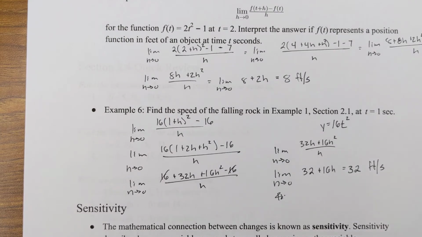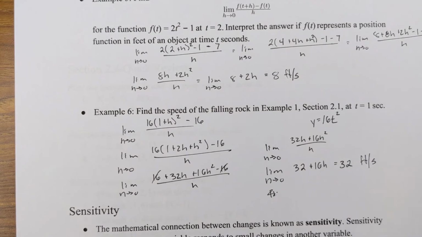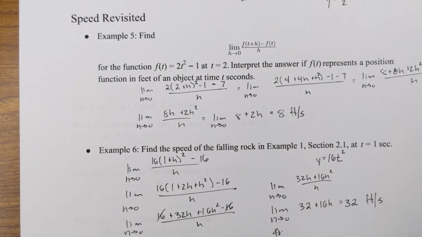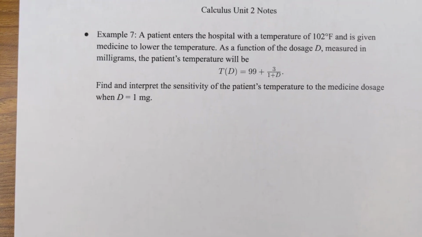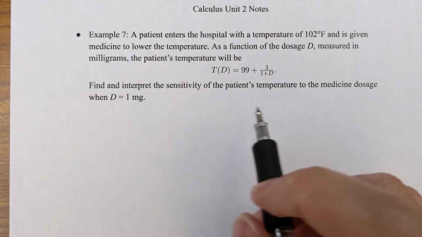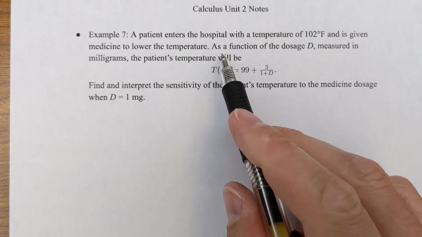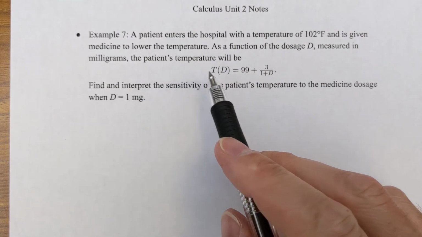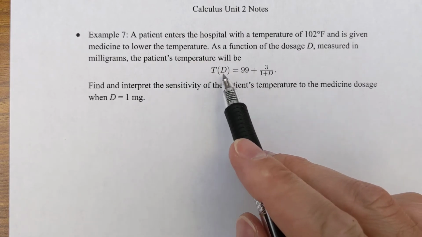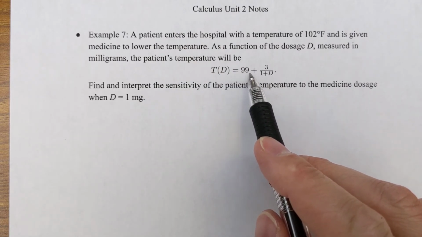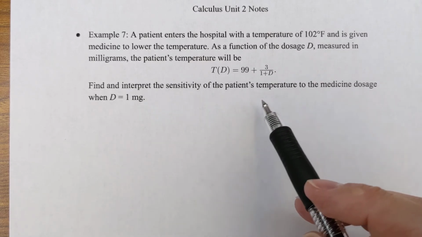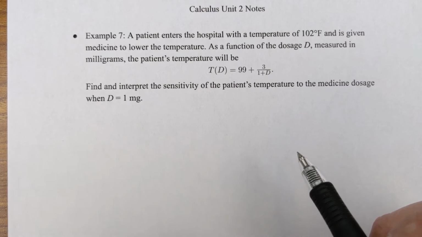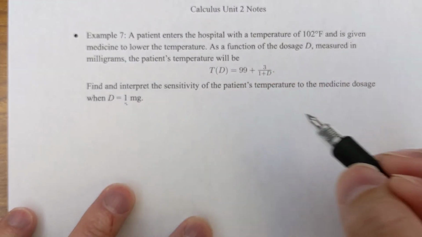So sensitivity just measures how you respond, so essentially it's the same kind of thing. So a patient enters a hospital, temperature of 102, and is given medicine to lower the temperature. It's a function of dosage measured in milligrams. The patient's temperature will be, so temperature in terms of the dose is 99 plus 3 over 1 plus d. Interpret the sensitivity of the patient's temperature to the medicine dose when d is 1 milligram. So this is my a value.